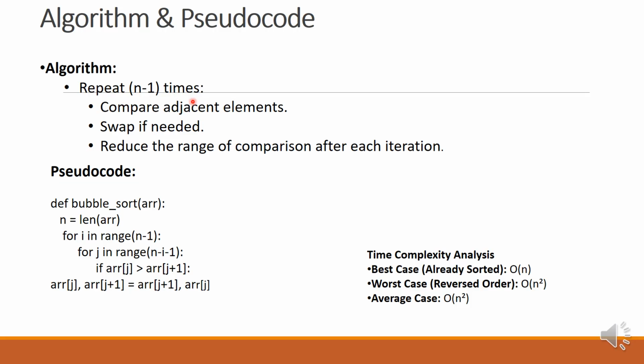Repeat n minus 1 times and compare the adjacent elements, swap if needed. I'll reduce the range of comparison after each iteration. After iteration 1, how many elements get swapped? Out of 4, 3 elements get swapped. Now I'll go with an example, and before that, let's see what the pseudocode actually is.